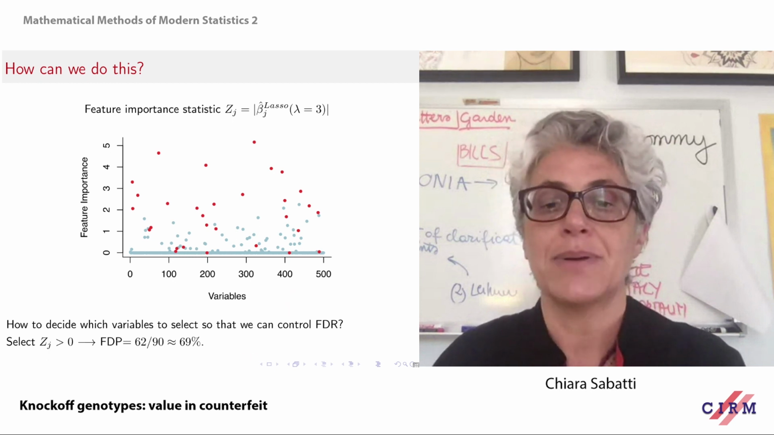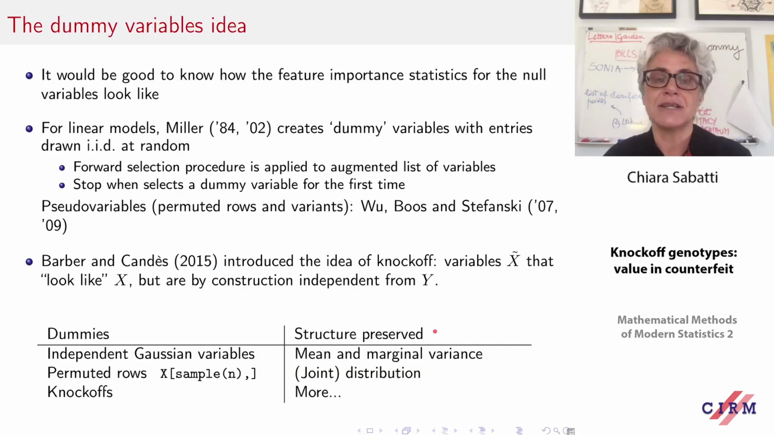How do we approach this problem? We're going to leverage some dummy variables. Now, dummy variables are not a new idea in statistics. They have been proposed a number of times in this context. And the idea is that maybe you can augment your problem with a series of dummy variables that you know are not related to your phenotype. And then you monitor when these dummy variables are selected, and you use this as a measure of when you start making mistakes.